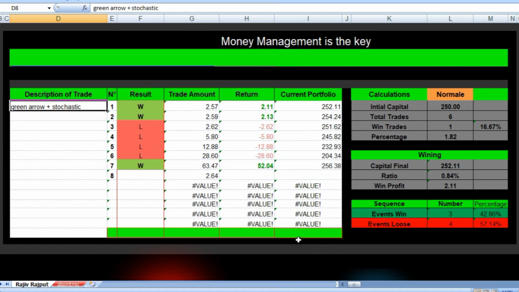And guys, when you get that money management sheet, just play with these numbers and fill these capital L and capital W as much as you can. Then you will get an overall user perspective of that money management sheet.